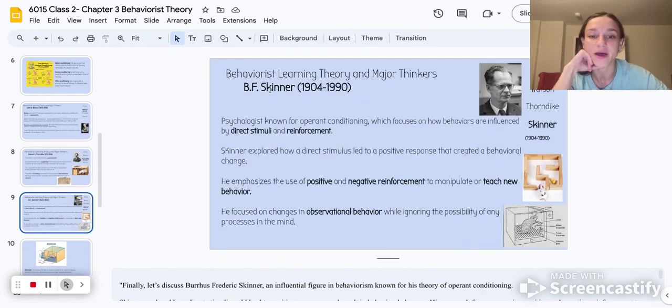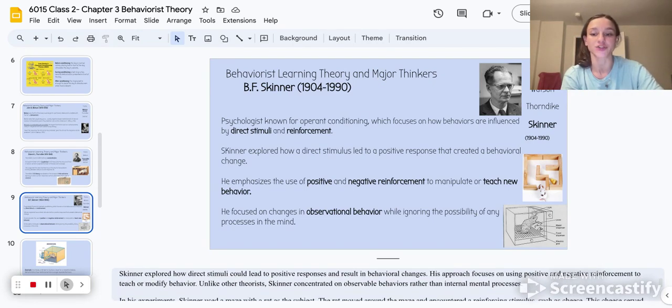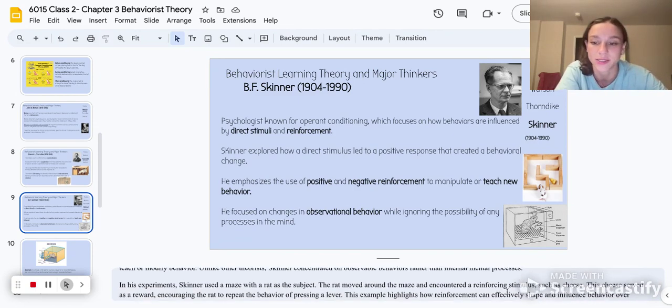Next, I have B.F. Skinner, 1904 to 1990, and this psychologist is known for his theory of operant conditioning. So Skinner explored how direct stimuli could lead to positive responses and result in behavioral change. His approach focuses on using positive and negative reinforcement to teach or modify behavior. Unlike other theorists, Skinner concentrated on observable behaviors rather than internal mental processes.